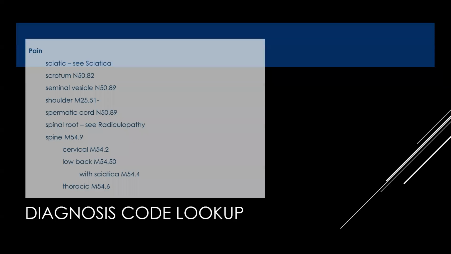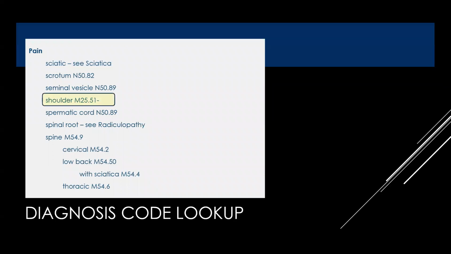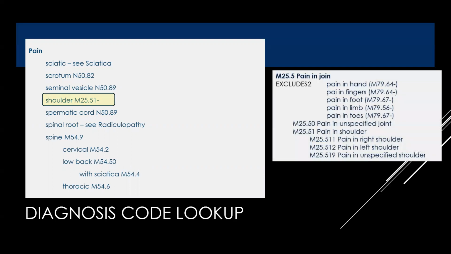The provider also performed a joint injection to treat the right shoulder pain. In the alphabetic index, we'll look for pain and then shoulder, and that directs us to M25.51. We need to turn to that page in the tabular list to verify the 6th character. We can see that the 6th character is 1 for pain in the right shoulder, so M25.511 is the correct code.